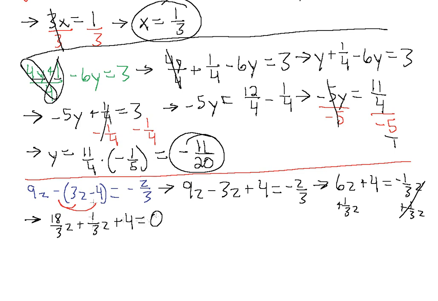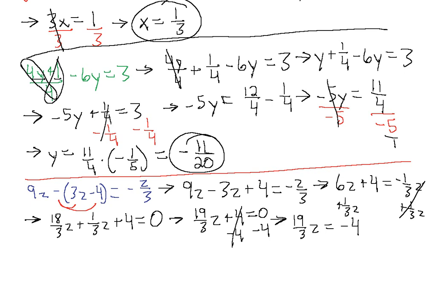equals 0. Okay, so now we have common denominators here. We can combine these terms. 18 plus 1 is 19 over 3z. You just combine these. We have plus 4 equals 0. Now we can move our 4 over by subtracting 4 from both sides. This cancels, so we have our 19 over 3z equals a minus 4.